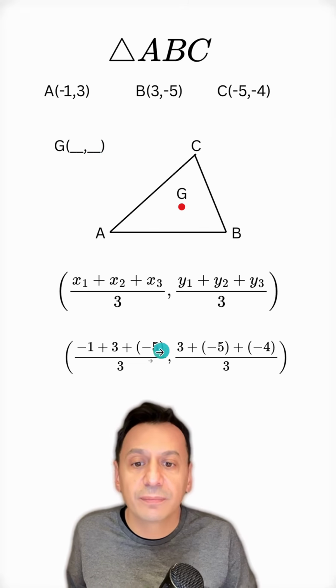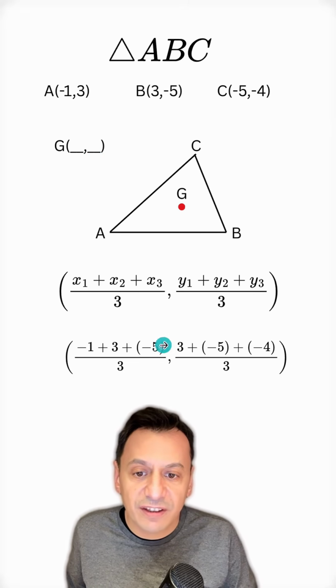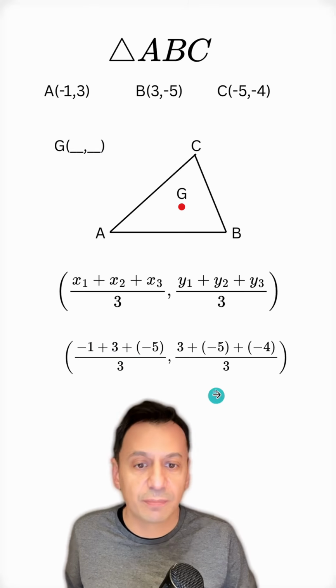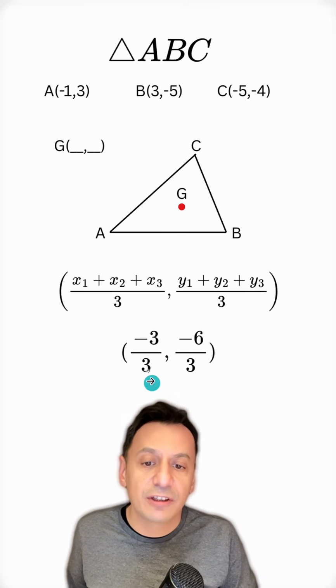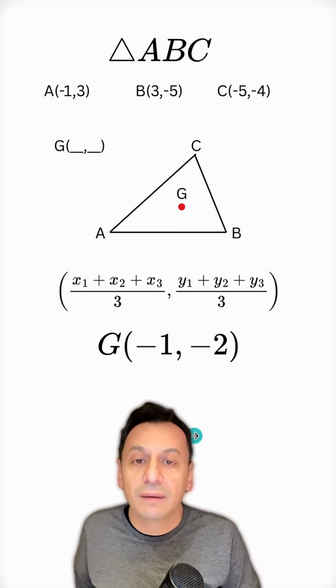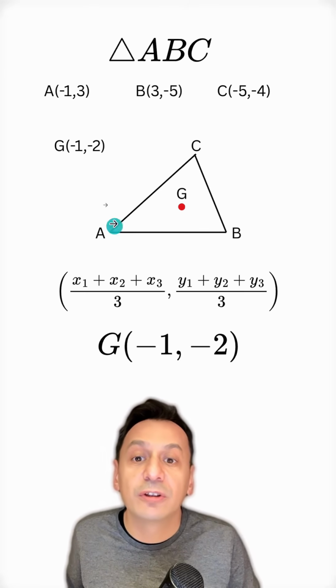Let's do this. What will this be? -6 plus 3, that's -3 divided by 3. And this will be -6 divided by 3. So this is -2 and this is -1. That way, I found the coordinates of the centroid.